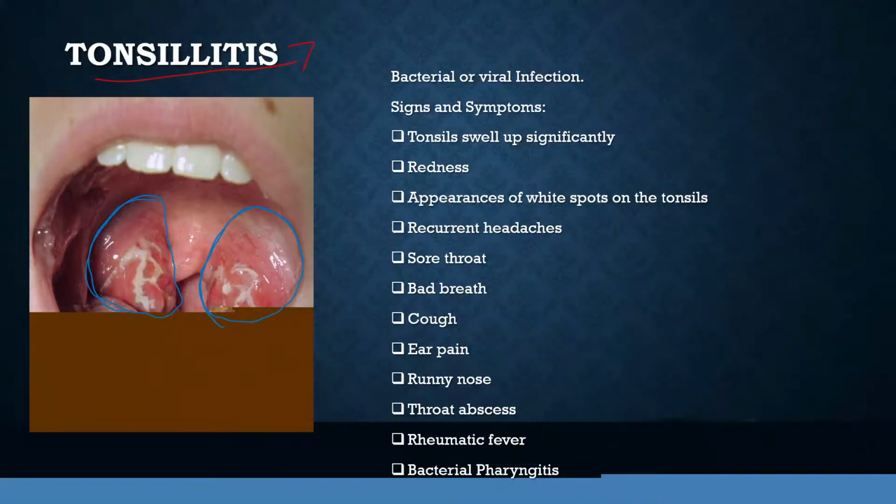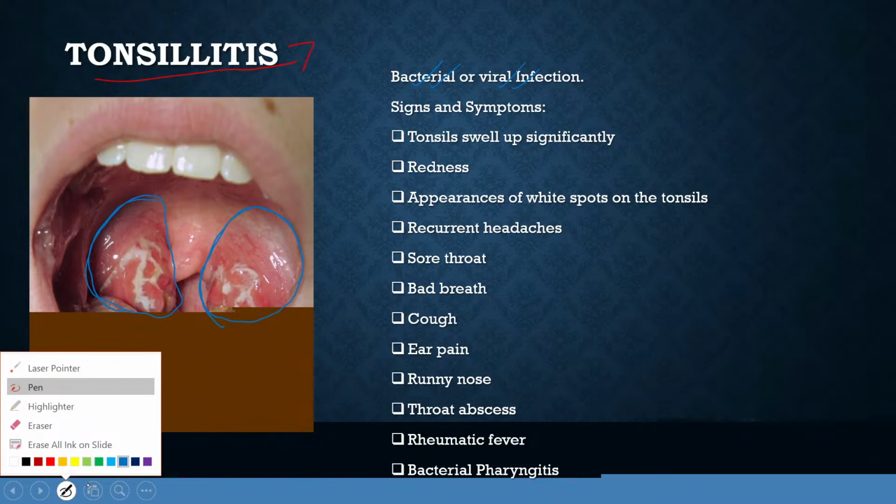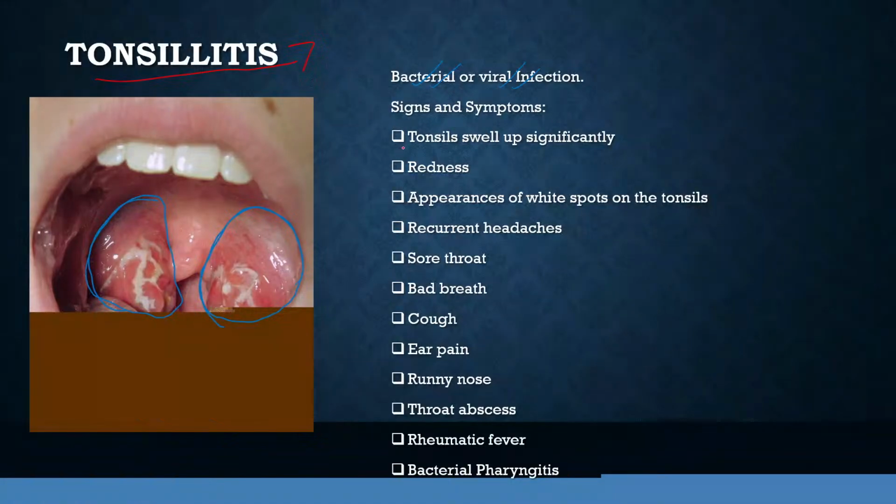Why? Because of a bacterial or a viral infection. And some of the symptoms of tonsillitis is inflammation of the tonsils. One of the signs is that the tonsils swell up significantly. This is a sign. Redness, they might become red. That is a sign. As you see it in the picture, they might become red.